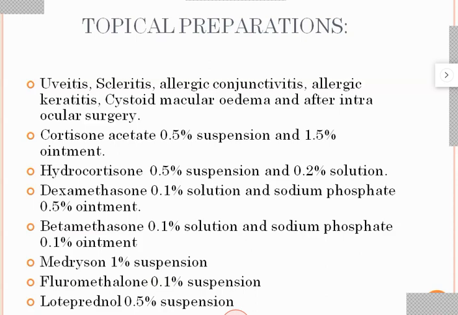Loteprednol is widely used to treat low-grade inflammatory conditions like chronic allergic conjunctivitis and scleritis. For mild inflammatory reactions, we can use loteprednol. This is available in the form of 0.5% suspension.